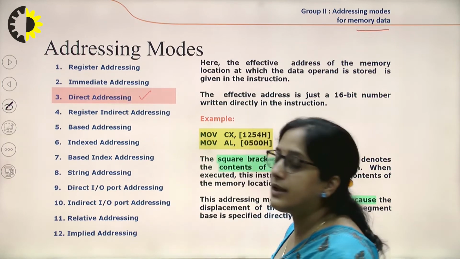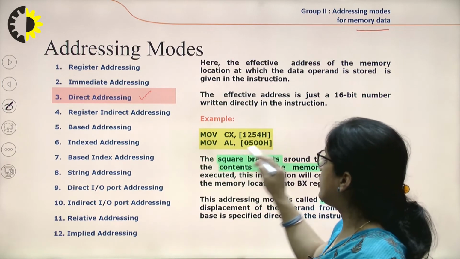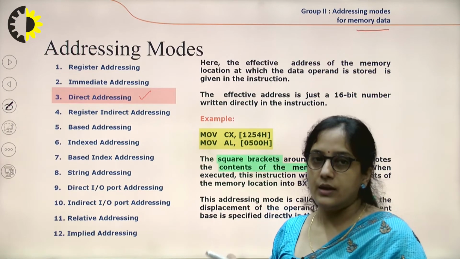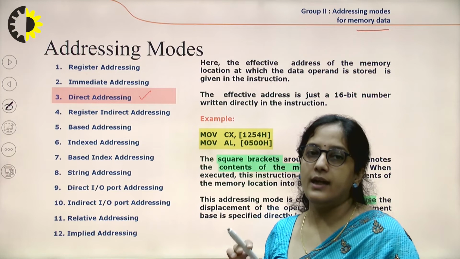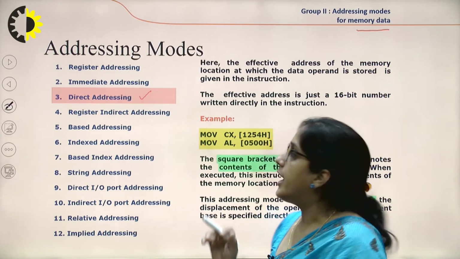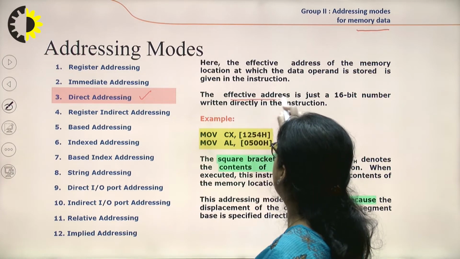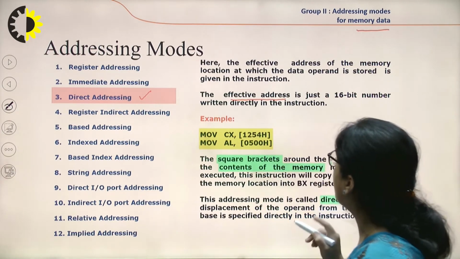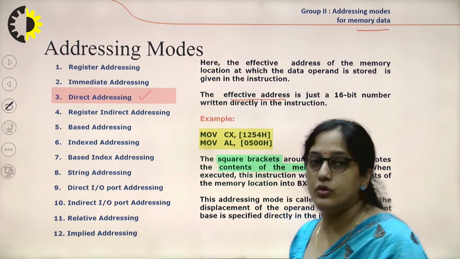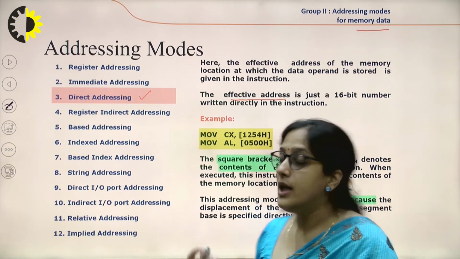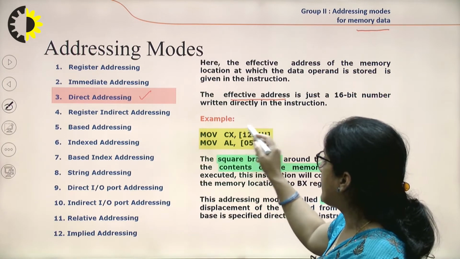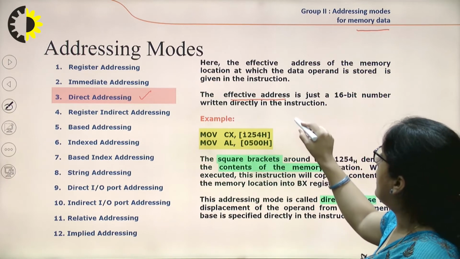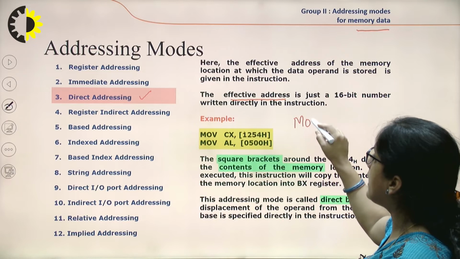In case of direct addressing mode, in the instruction itself we are specifying the address. Now here the address which is specified is the effective address. How will the microprocessor come to know that this is an effective address? We have to specify the square bracket. If this square bracket is missing, then this data is considered as immediate data.